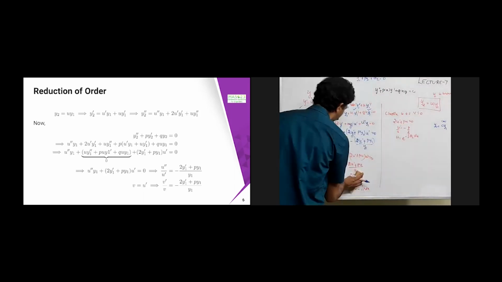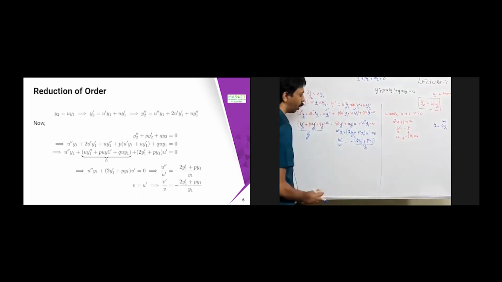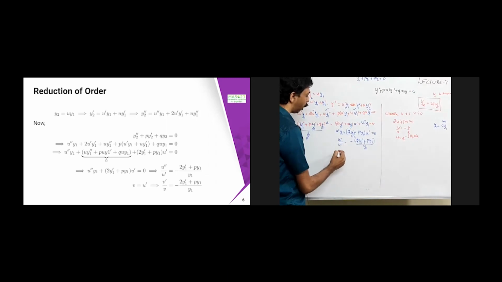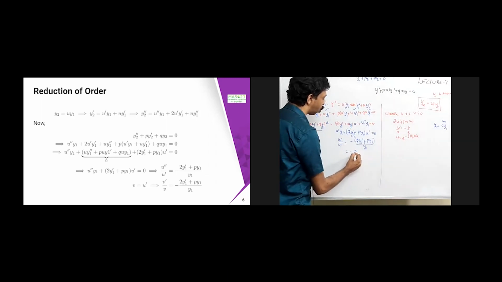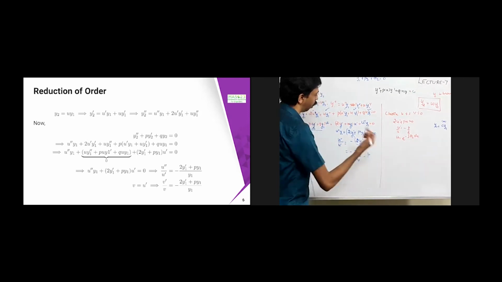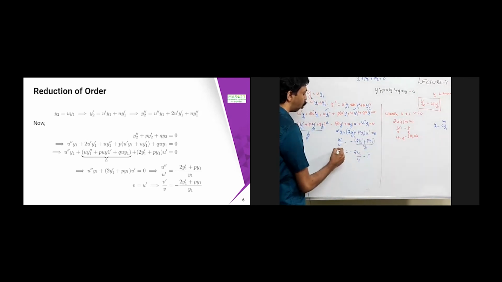Okay, so I can write similar kind of things. What I am going to get, I will erase this. So I am going to get this one. This is going to be minus 2 y1 dash by y1 minus p. That's all. Okay, y1 will cancel. So u double dash by u dash.